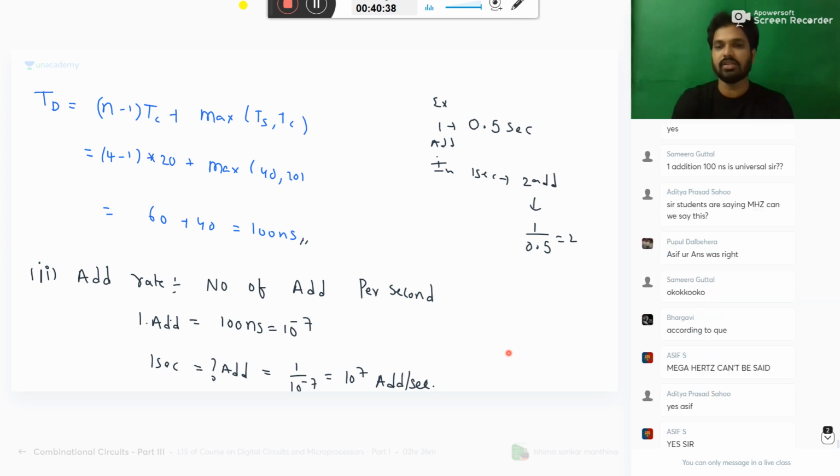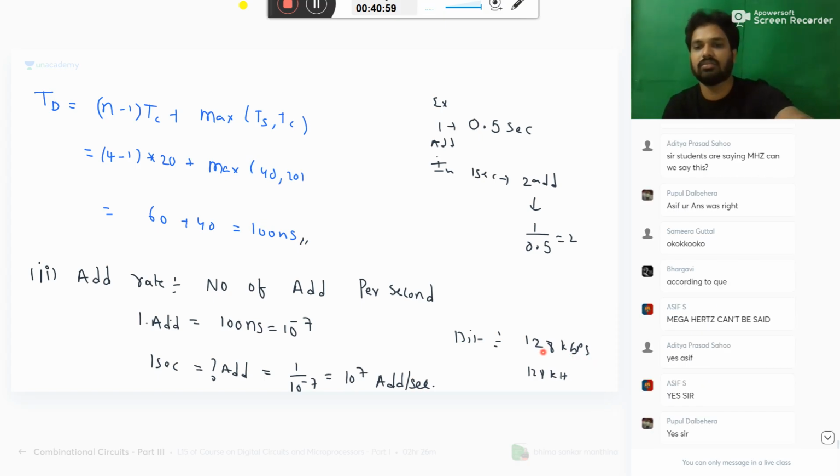In one sense you can say, okay, but originally we should say it as number of additions per second. You want to calculate bit rate. Bit rate is given as your computer speed, 128 kbps. Why don't they say 128 kilohertz, bits per second? Similarly here, additions per second.